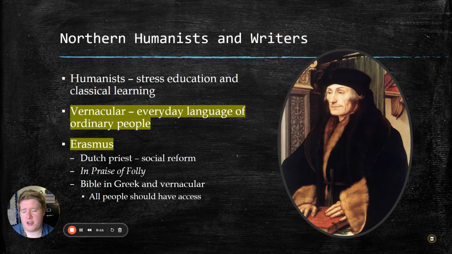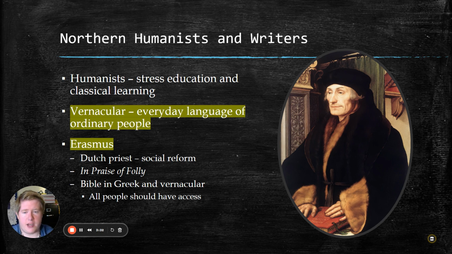Now, just like we talked about for the Italian Renaissance, we do also have writers. Again, humanists stressed education and classical learning. One of the big things they did was writing in the vernacular, the everyday language of ordinary people. So if you read in English, it was written in English. It wasn't written in Latin, a language you couldn't understand.